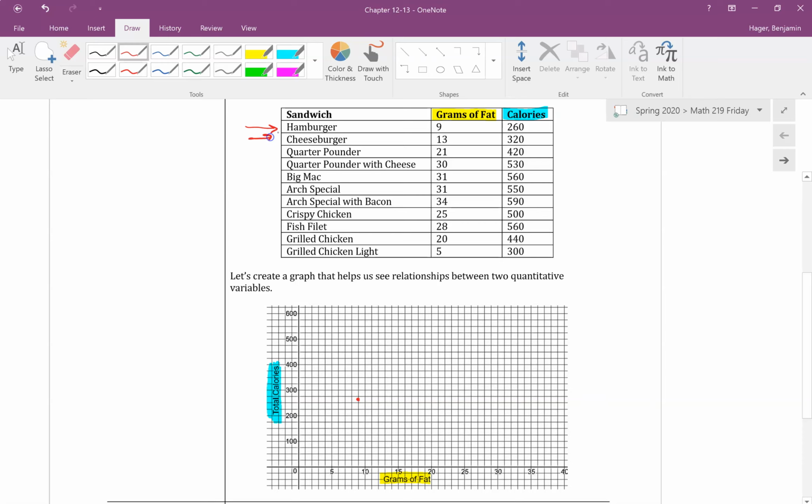So let's look at the cheeseburger. 13 grams of fat, 320 calories. So find 13 grams of fat, 11, 12, 13. Go up to 320. There's 300. And the first line above it would be 325. So it's a little short of that.